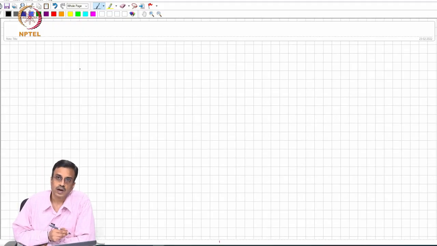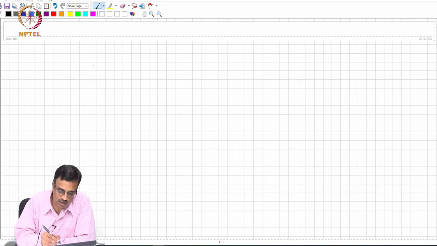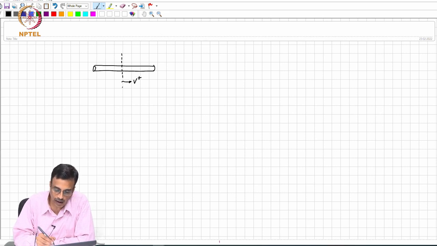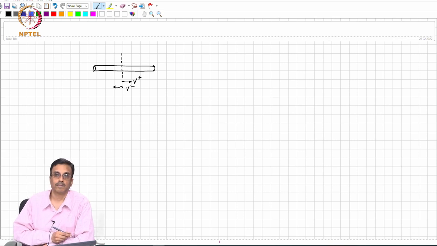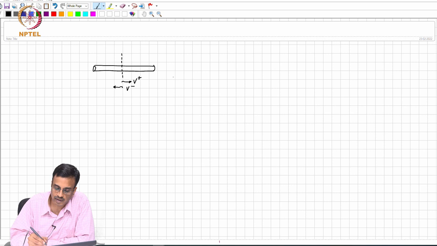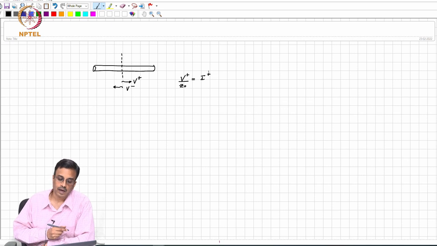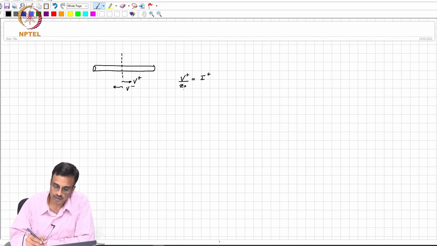In the last class, we were talking about transmission lines and the telegrapher's equations, and we concluded that at any point on an ideal transmission line, the voltage can be expressed as the sum of a forward going wave V plus and a backward going wave V minus. The forward going wave is associated with a current I plus, and the backward going wave is, by the same token, V minus by Z.